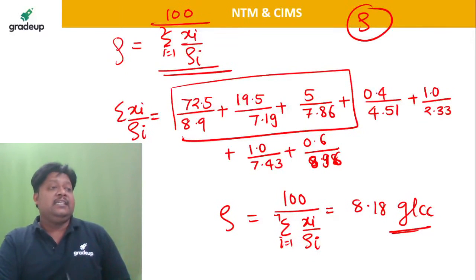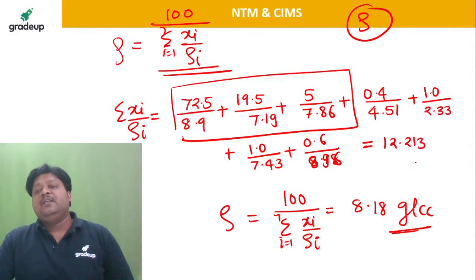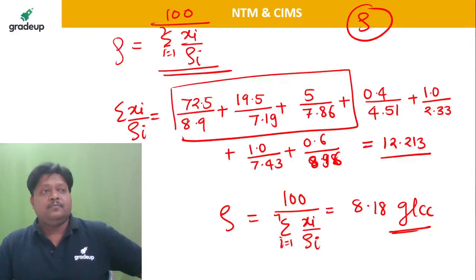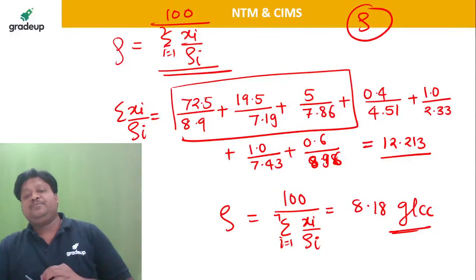Yes, that is correct, Kishore. So all the things you are getting here, this is equal to 12.213. And 100 divided by 12.213, you will be getting 8.18. Please, dear students, Vivekanand, Akhilesh, Sanjay, what is the answer? Yes, 8.18 grams per cc.